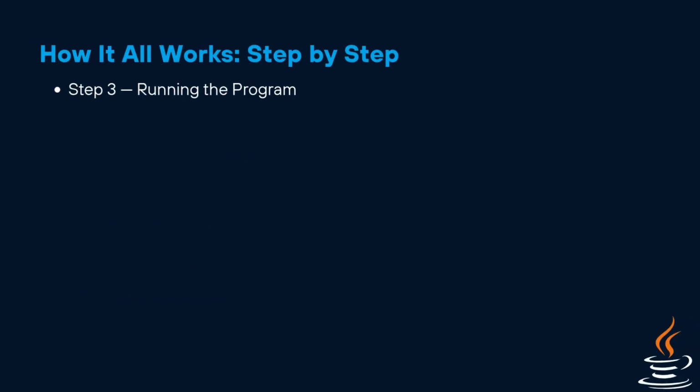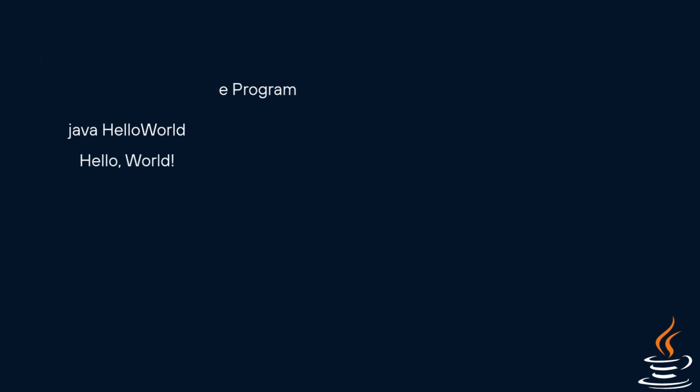Step 3: running the program. Now you run the program with the java command, java HelloWorld. Here is what happens. The JVM reads the bytecode from HelloWorld.class. It converts the bytecode into the machine code specific to your operating system. The program runs and you see the output, Hello World.